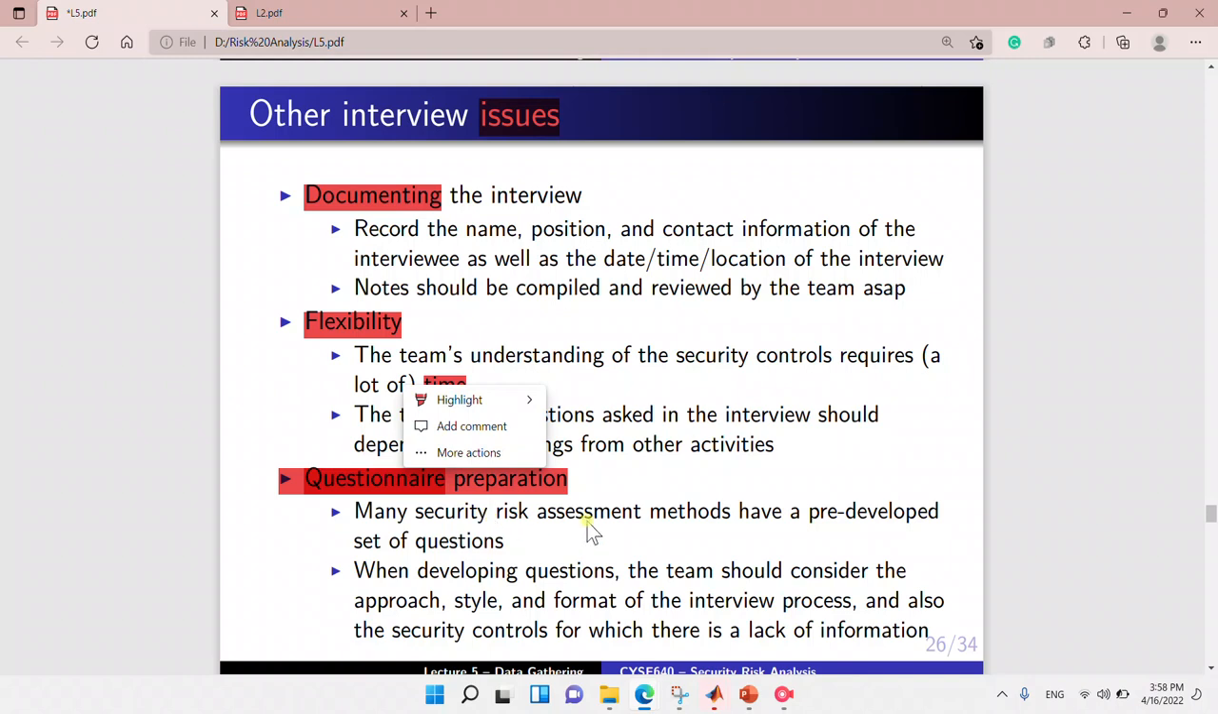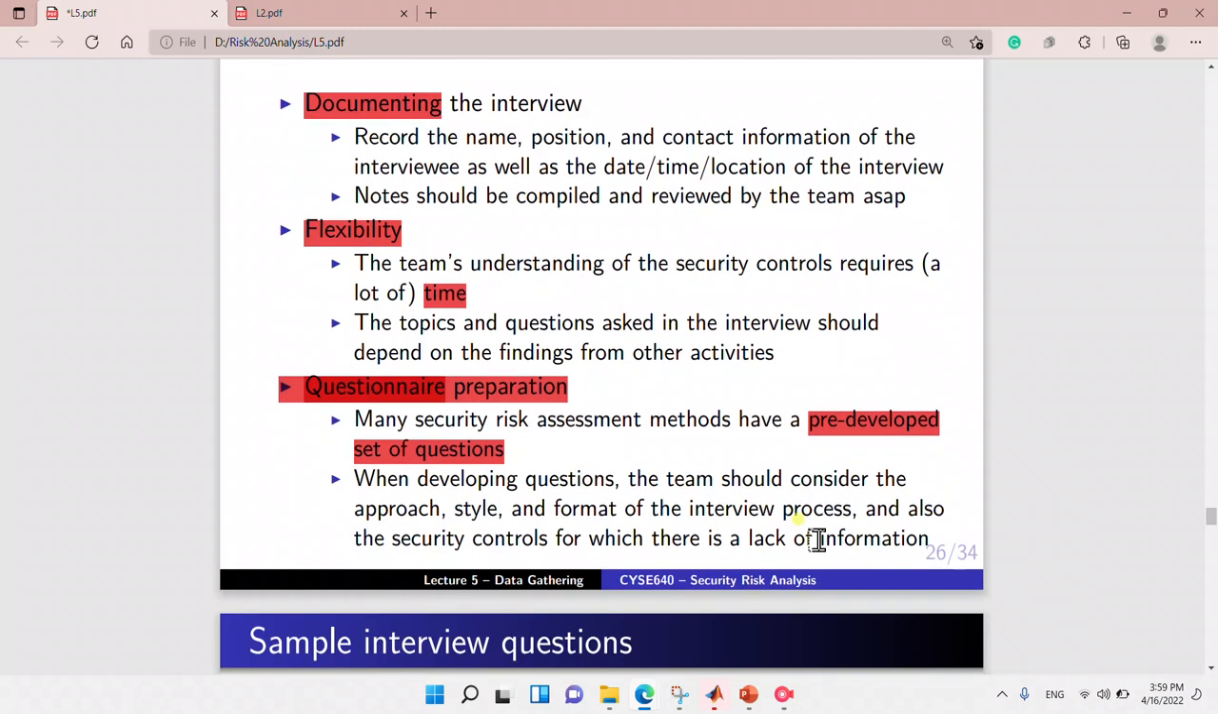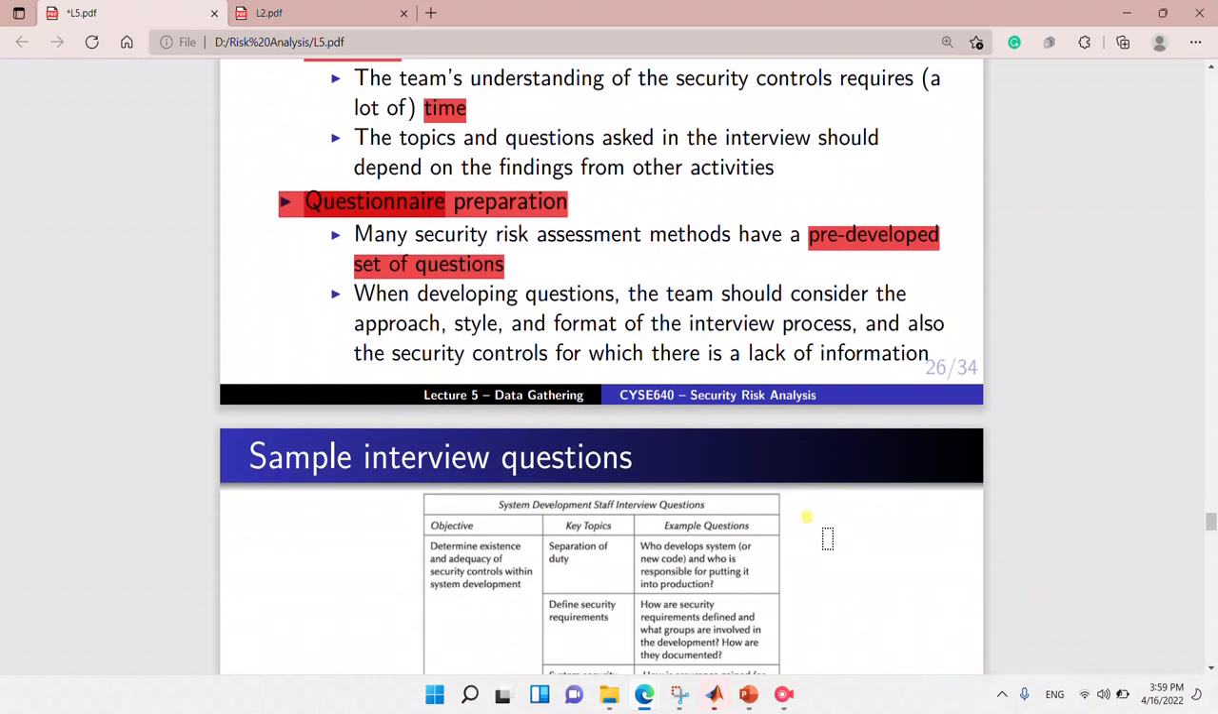Questionnaire preparation. Many security risk assessment methods have a pre-developed set of questions. طيب. They should consider the approach, style, and format of the interview process. All right.